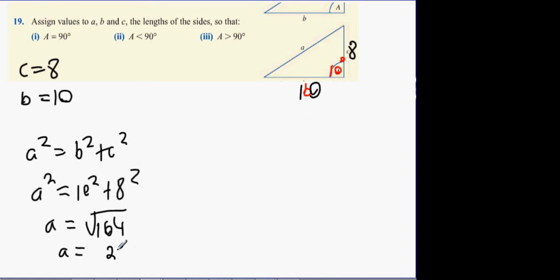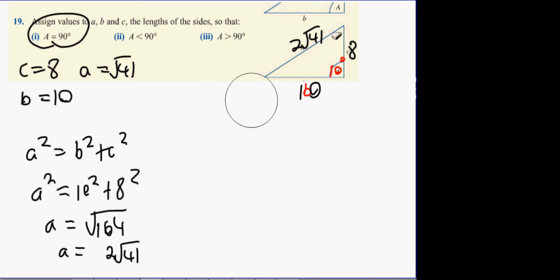2 square root 41. Okay, so if I say a equals 2 root 41, now I know that the angle in question is in fact 90 degrees because it obeys Pythagoras' theorem. Pythagoras' theorem can also be used to prove that two lines are perpendicular to each other.